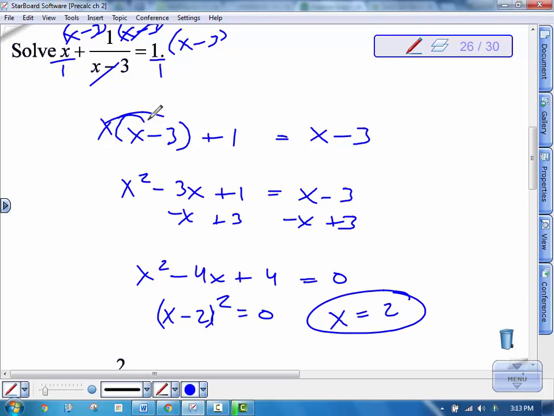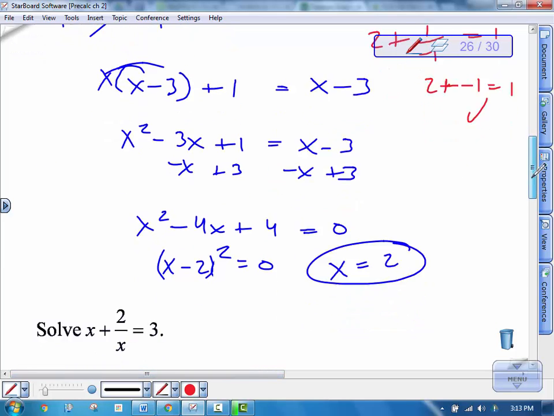Now let's check that to make sure that it works. When I plug in 2, I get 1 over negative 1 equals 1, and that's true. 2 plus, this is really negative 1, and that does equal 1. So it does check. All right, let's try another one.